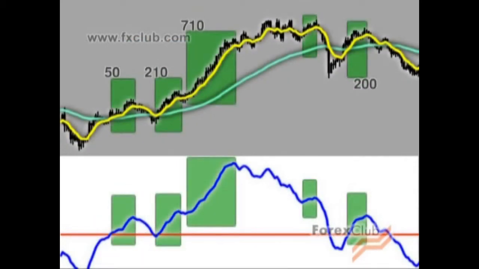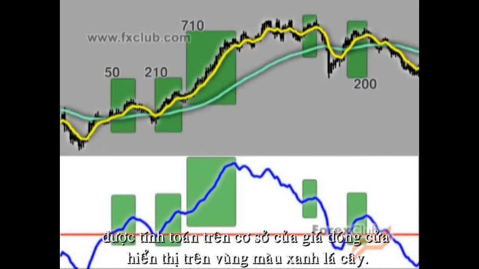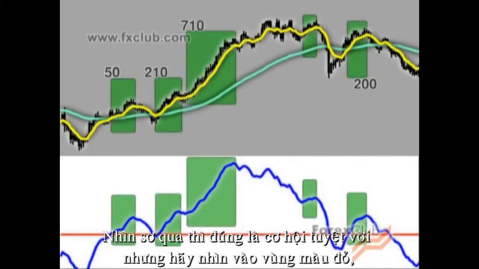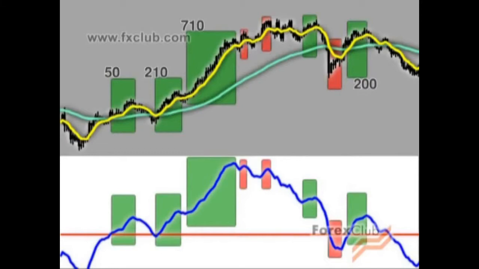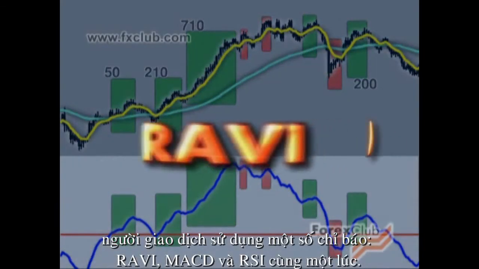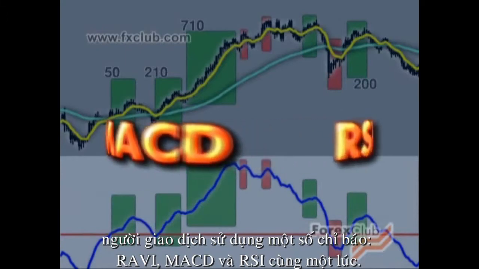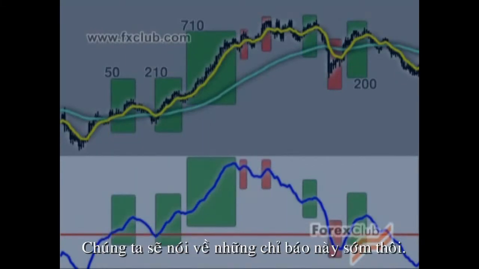The profit to be made using this simple price oscillator has been calculated on the basis of closing prices displayed in the green areas. At first sight it looks pretty tasty. But look at the red areas. There will be no earning opportunity and you could even suffer losses. To deal with this problem, traders employ a number of indicators, RAVI, MACD and RSI simultaneously. We'll move on to speak about them soon.